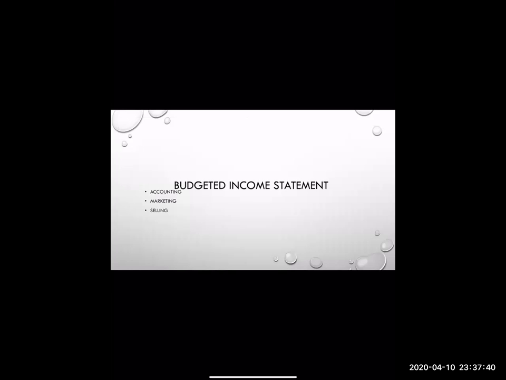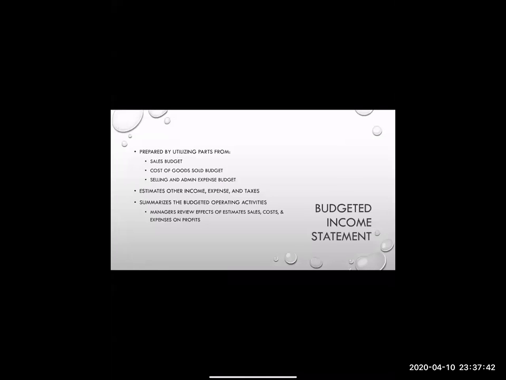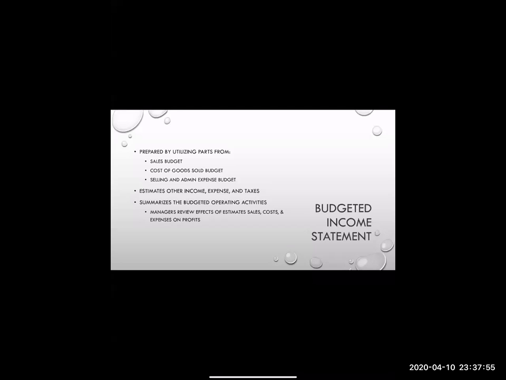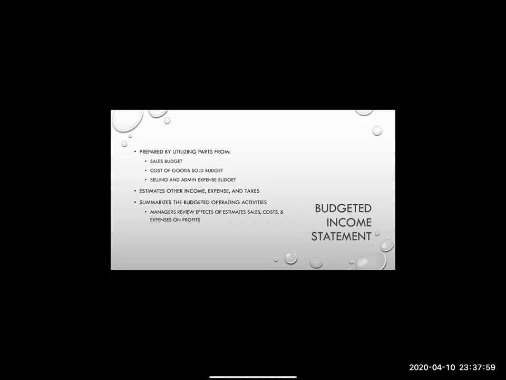Okay, so the selling and administration expense budget is supported by the accounting, marketing, and selling department. Okay. So then our budgeted income statement is prepared using the sales budget, which we created, the cost of goods sold budget, and then the selling and administration expense budget that we mentioned prior to the slide. We also estimate other income like miscellaneous income or one-off situations, expenses, and any tax liabilities that we probably incur. And so all of this is summarized in the budgeted operating activities.